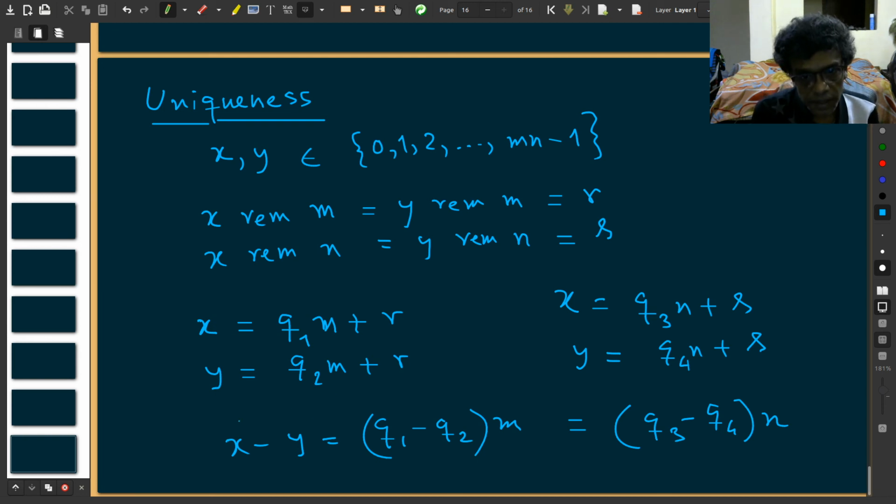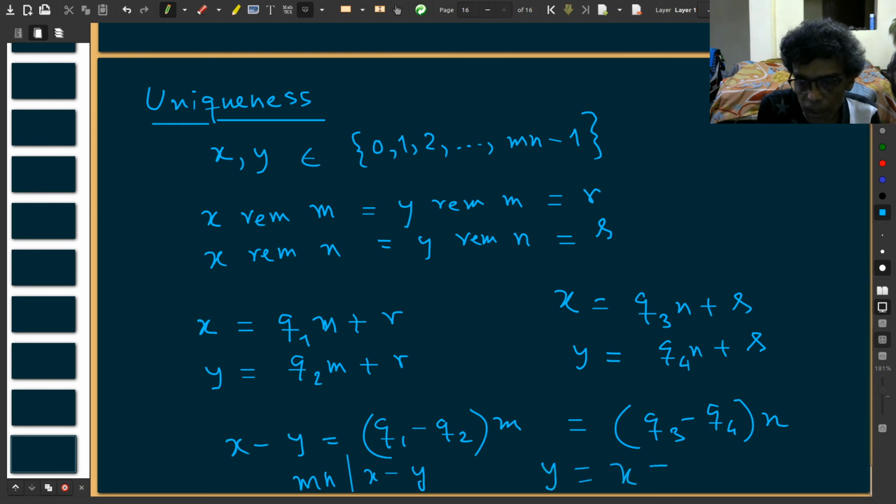Okay. So this says that x minus y, this quantity, is a multiple of m as well as a multiple of n. That is, it is a multiple of both m and n. And that is, it is a multiple of LCM of m and n. Okay. But m and n are given to be coprime. So their LCM is nothing but mn. So mn divides x minus y. So y must be of the form x plus some k times mn.